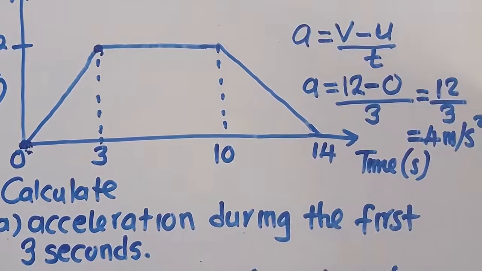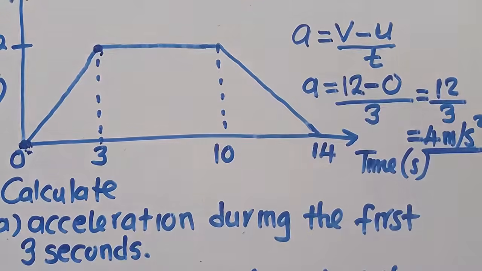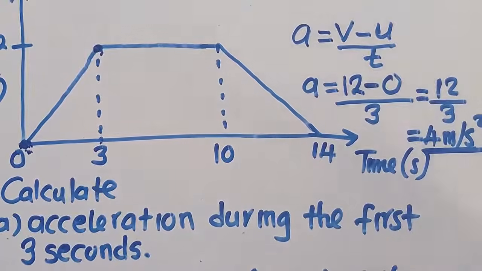So don't forget the units. The units for acceleration, these are the units. So these are the units that we need to get. So our answer there is what? 4 meters per second squared. That's how you need to calculate that one. So that one, just simple like that.